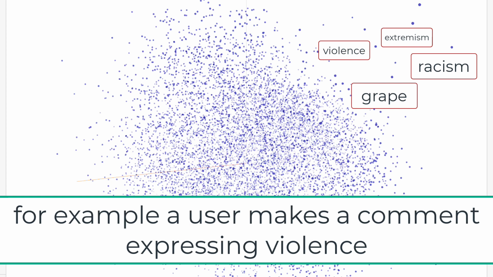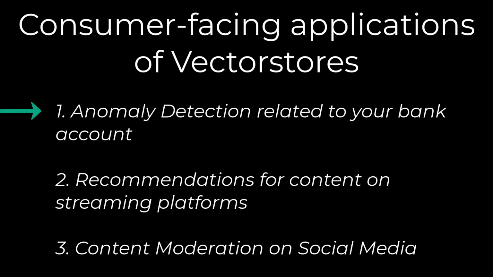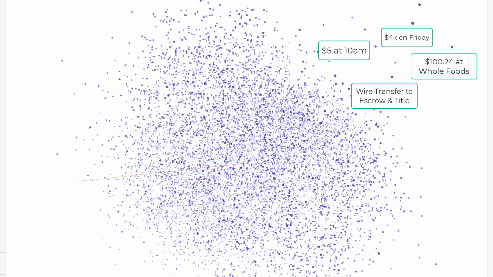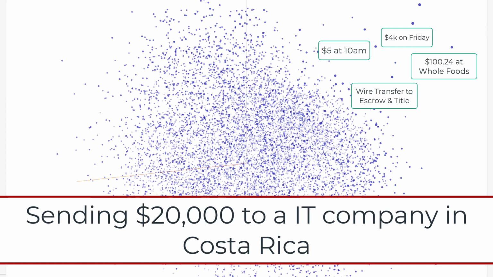Unusual activity associated with your bank account, on the other hand, is an example of anomaly detection and involves generating vectors for all the actions you perform against your bank account and raising a flag whenever a particular vector crosses a certain threshold of dissimilarity.